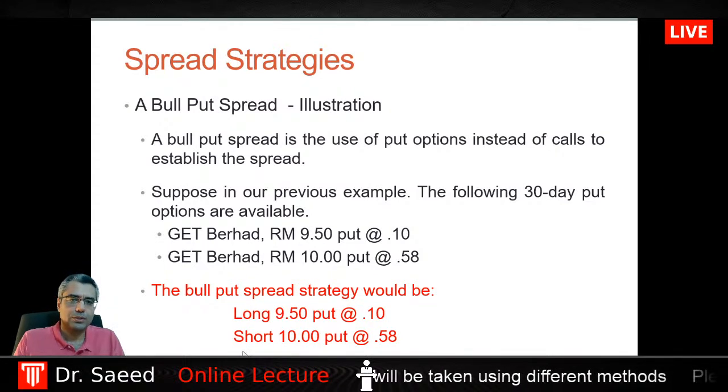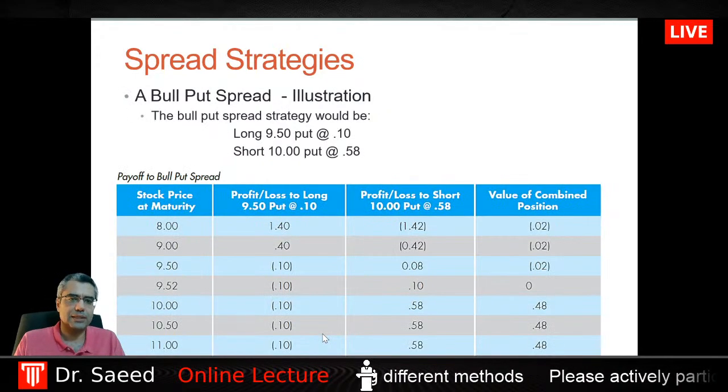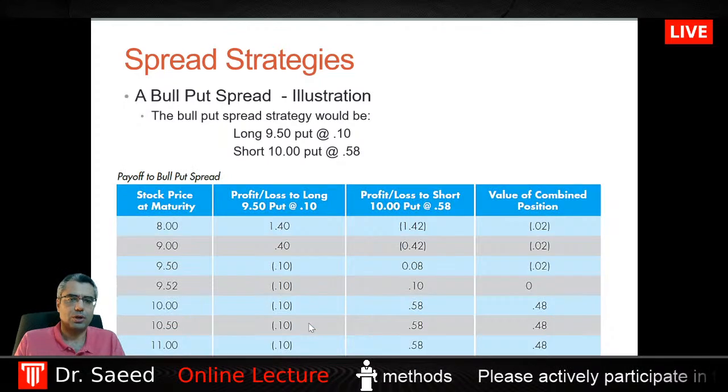How? Here, as you can see, you long put and short put at different prices. You long the cheaper one and short the more expensive one, and you get again the same combination. You gain the same diagram, right? So how to construct it? Again, you construct the table.